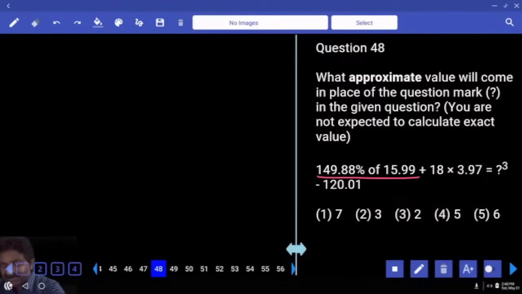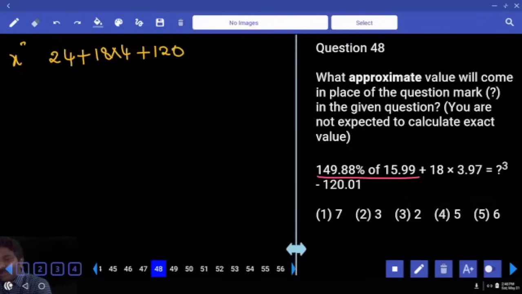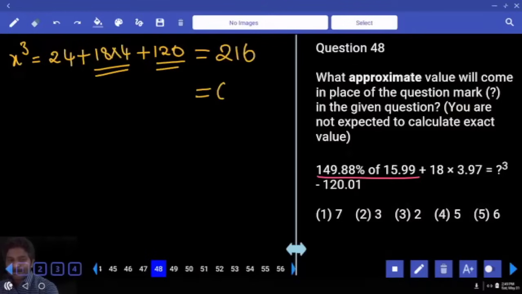150% of 16: 150% is 100% plus half. 16 is 100%, half is 8. 16 plus 8, 24, plus 18 into 4 is equal to x cube minus 120. 120 goes to the other side, becomes plus 120. This is our x cube value. Is that okay? 18 4 times, double, 18 double, 36 double, 72 plus 24, 96 plus this number. Which cube is this? 6 cube.